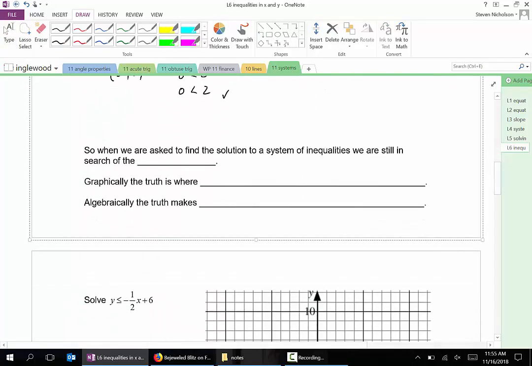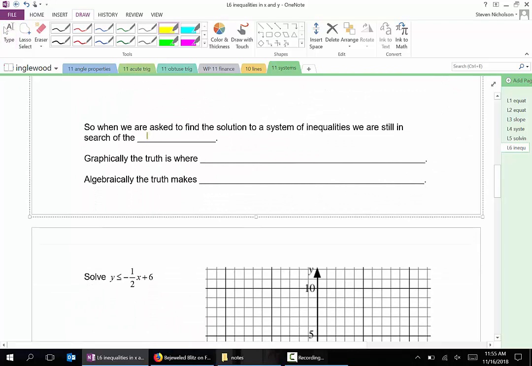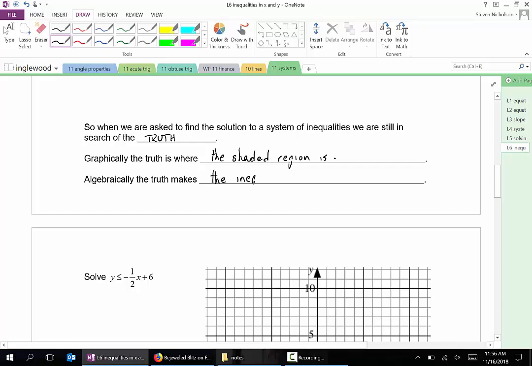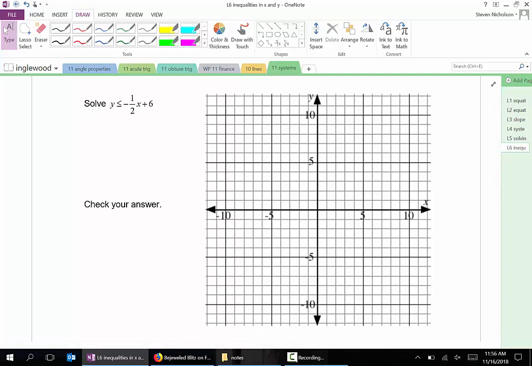So again, when we're asked to find the solution to a system of inequalities, we are still in search of the truth. And graphically, the truth is where, well, the shaded region is. So that's why we have to shade in. We have to demonstrate somehow what the truth is, and algebraically, the truth makes the inequality work. So a lot of this is related to what I tried to demonstrate, or remind you, last lesson. So let's just look at a quick couple of examples, and we're always going to check our answer.